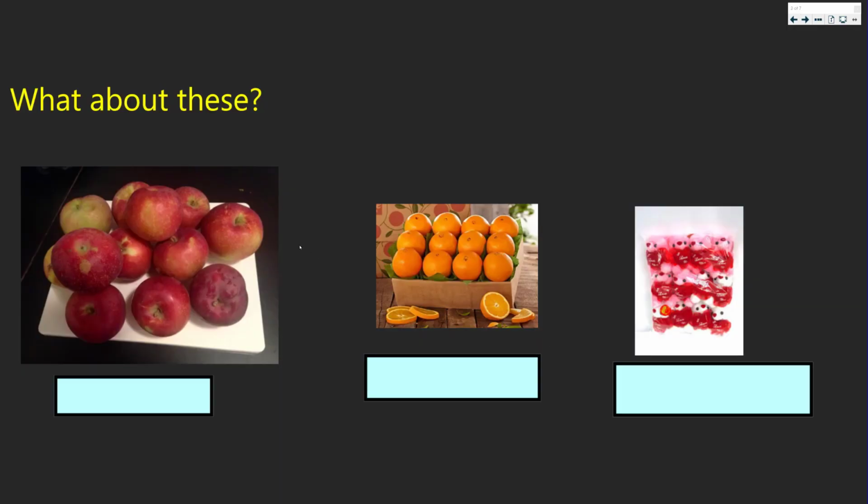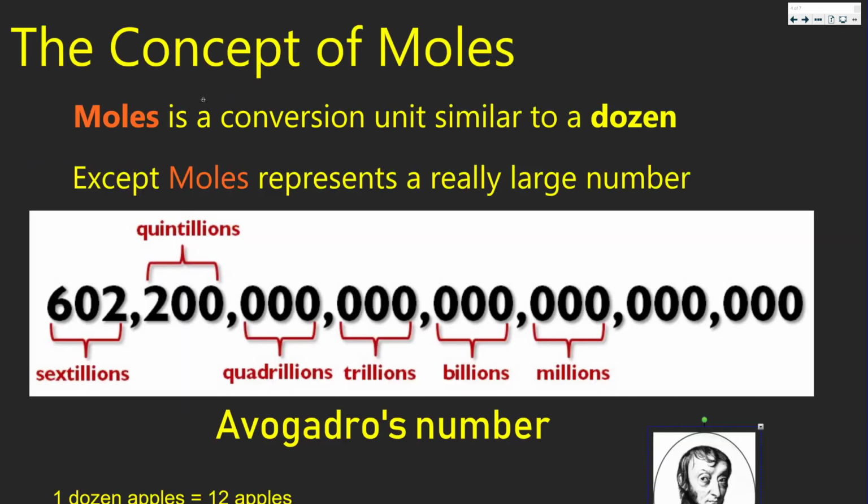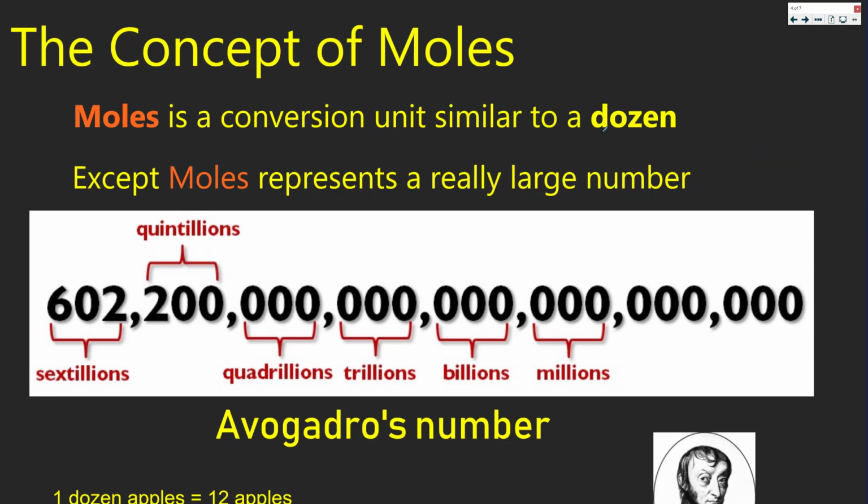If you look at these 3 different everyday items, you have apples, oranges, and teddy bears, and each of these will have a dozen apples, a dozen oranges, and a dozen teddy bears. So why am I using a dozen and relating that to the moles? Well, simply because the concept of the mole is really like a conversion unit similar to the dozen, except that moles represent a really, really large number.